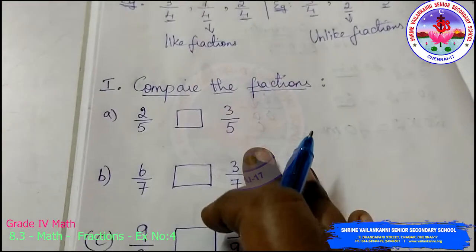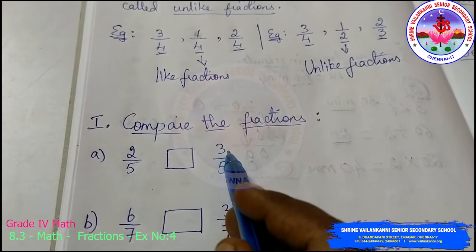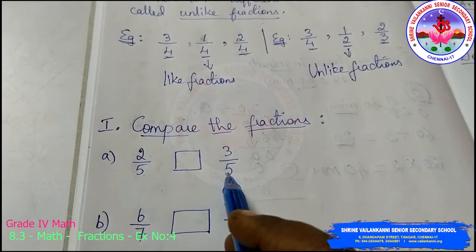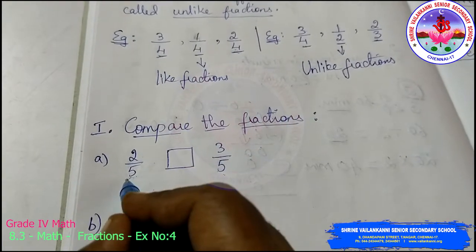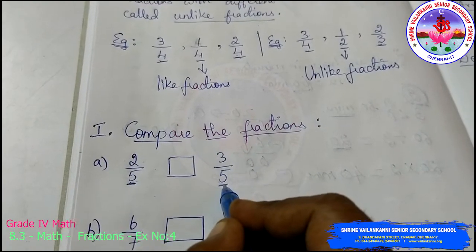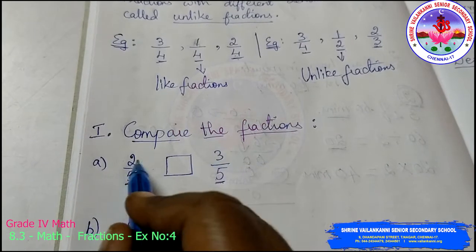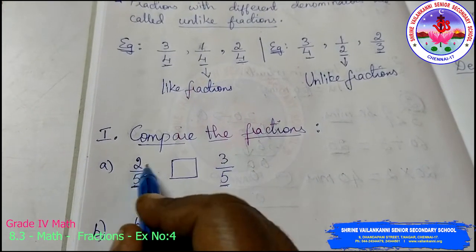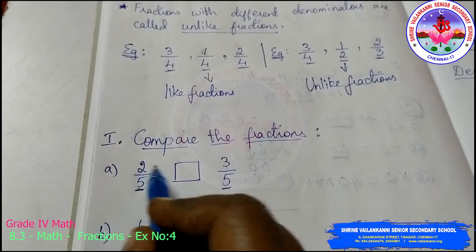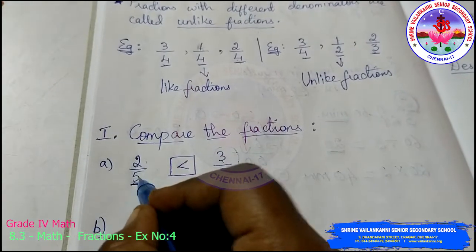So here I have written some examples. 2 by 5, 3 by 5. We are going to compare these two fractions to see which is greater and which is lesser. The denominators are the same, so it is said to be like fraction. When the denominators are the same, you can look at the numerators and see which is the greater value. 3 is greater than 2. So you can conclude that 3 by 5 is greater than 2 by 5.